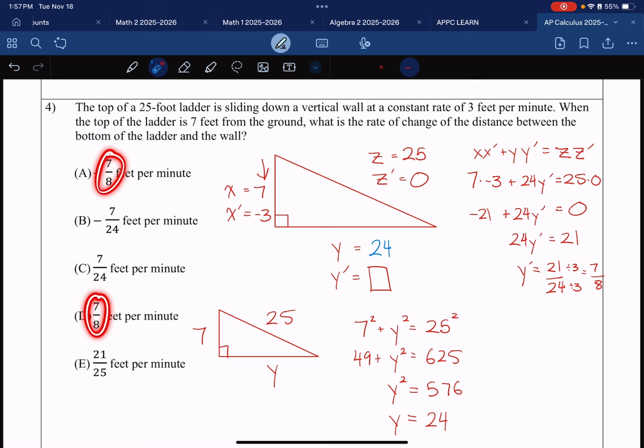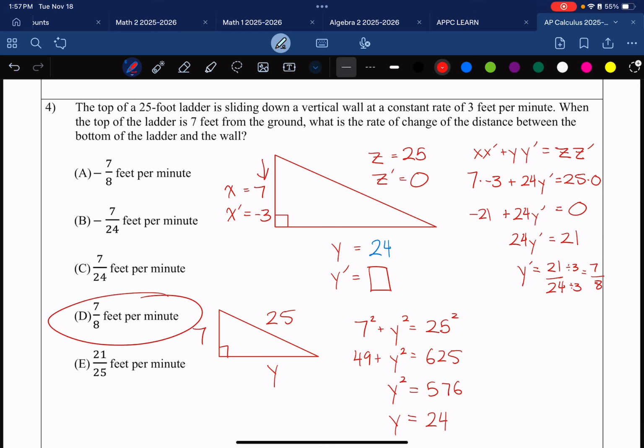Okay, I have to be careful here. I have this arrow saying it's going down, which means I should be going away. I'm going to consider that a positive rate. A negative rate, I would consider like going towards the wall. It's kind of interpretive, though, isn't it? The rate of change of the distance between the bottom of the ladder and the wall. Well, the distance here is increasing. Therefore, this should be an increasing amount, a positive amount. Therefore, the correct answer here is D.